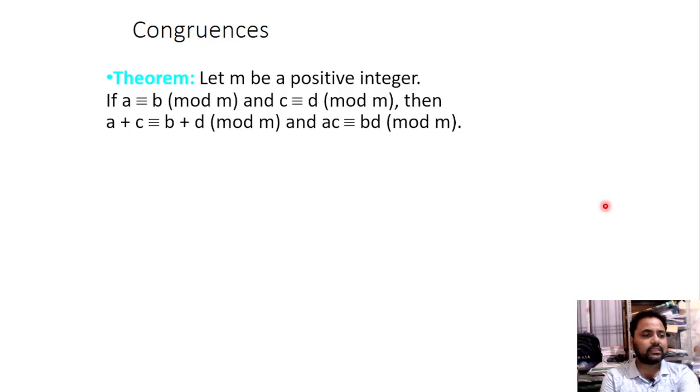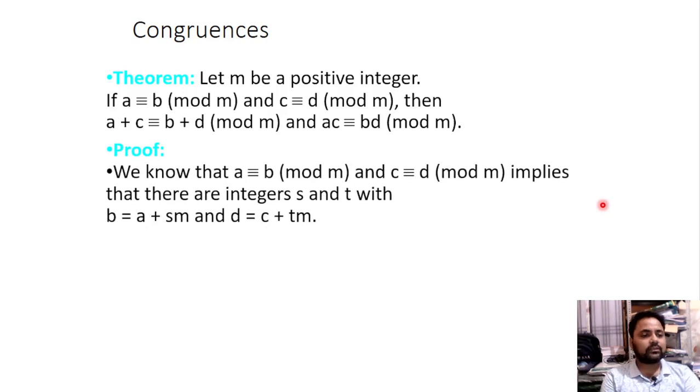Let m be a positive integer. If a is congruent to b mod m and c is congruent to d mod m, then a plus c is congruent to b plus d mod m and ac is congruent to bd mod m. This is a very important relation, and we should always keep it in mind while solving problems based upon modular arithmetic.